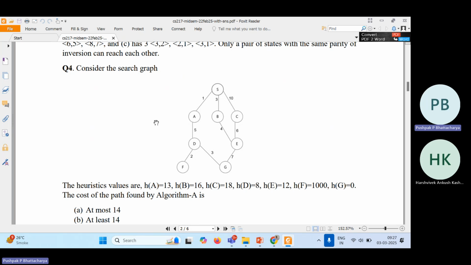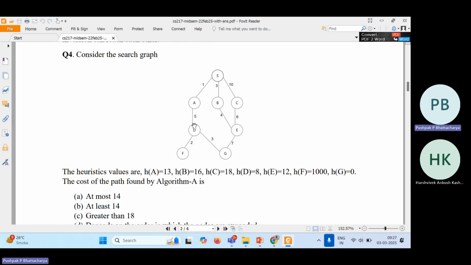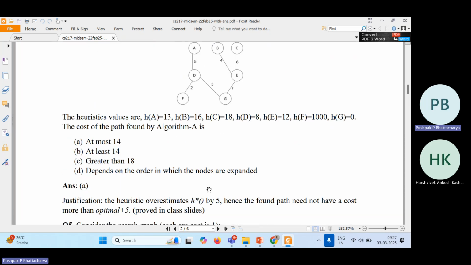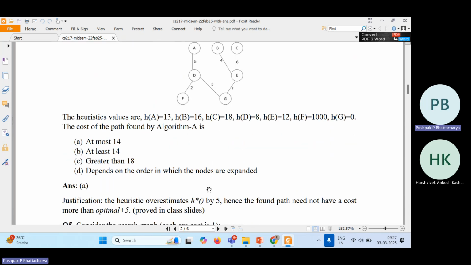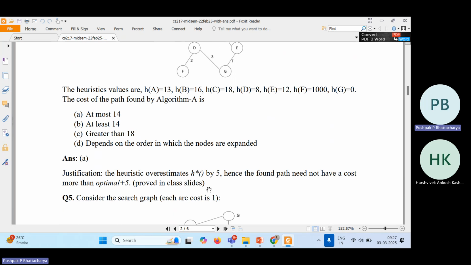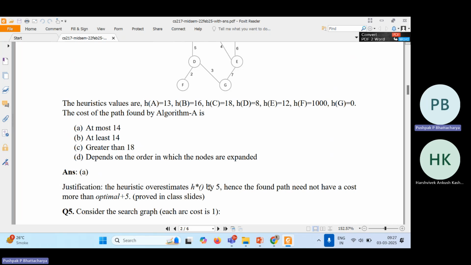Now in this search graph, 1, 3, 10, 5, 5, 4, 6, 2, 3, 7. The heuristic values are HA equal to 13, HB equal to 16, HC equal to 18, HD equal to 8, HE equal to 12, HF equal to 1000, HG equal to 0. Okay, here you see the heuristic values are always overestimating the H star value by 5. Then we have proved a theorem in the class that the found path need not have a cost more than the optimal plus 5. So the answer therefore is A, at most 14. Okay, as proven in the class.